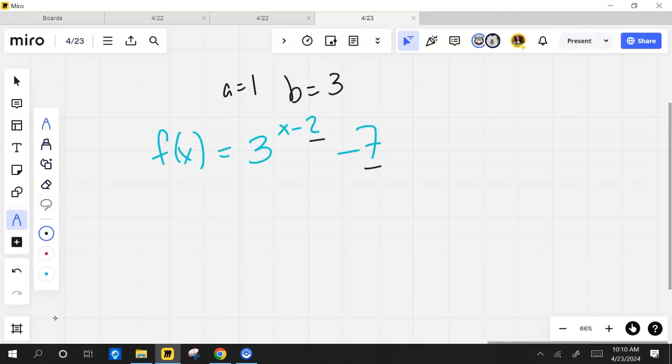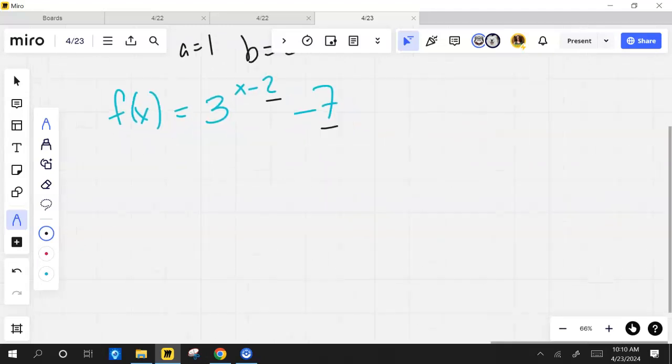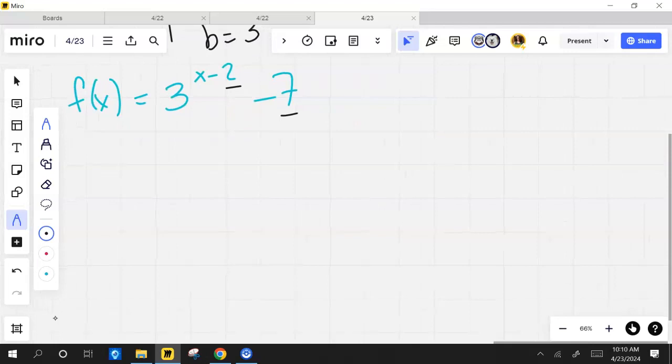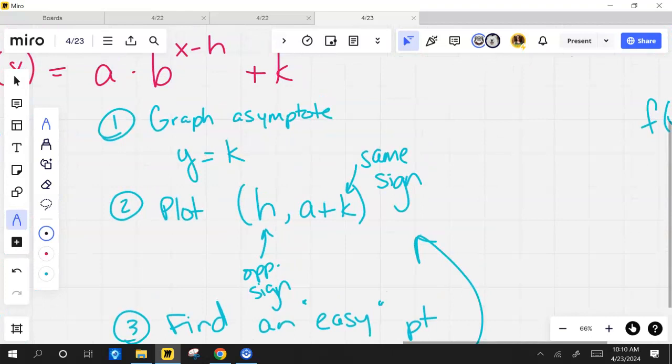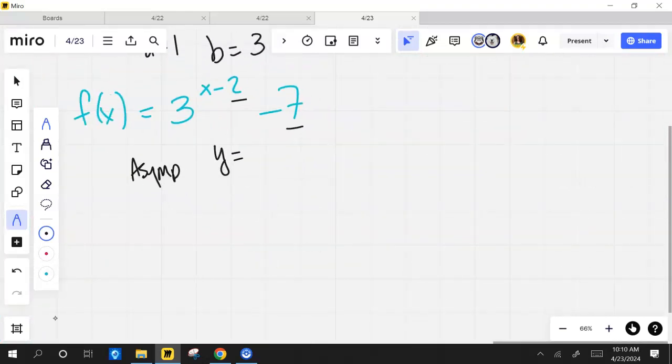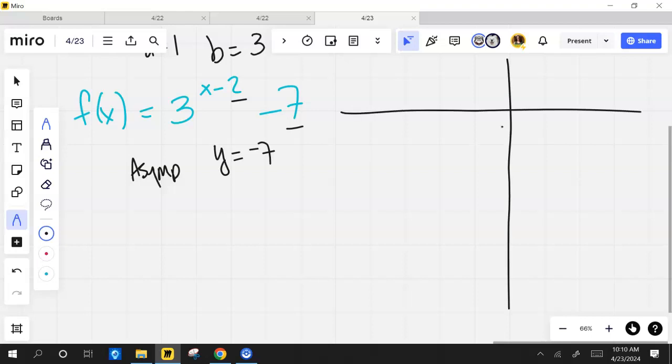Tell me, where is my asymptote? Okay, let's go back. -7. Thank you, Kayla. The number on the very end is my asymptote always and forever. So I'm going to go down to -7. 1, 2, 3, 4, 5, 6, 7. And I'm going to draw an asymptote.